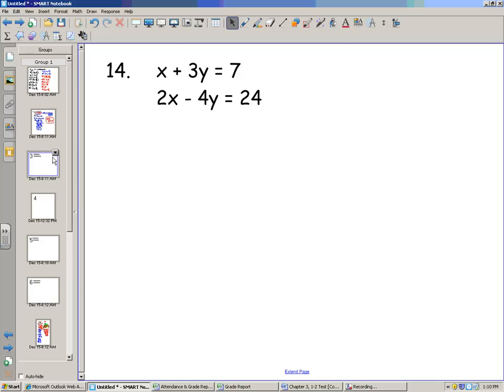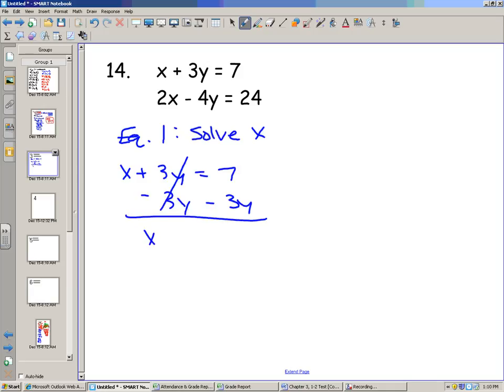So, I take equation 1, and I'm going to solve for x. So x plus 3y is equal to 7. I subtract 3y, and x is equal to negative 3y plus 7. Box it in. I always put the variable before the constant. All right. Who's Matt, James?